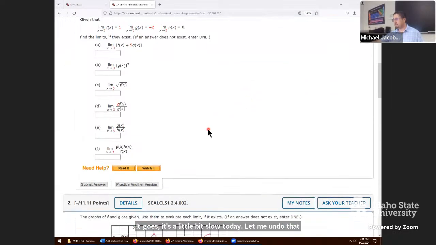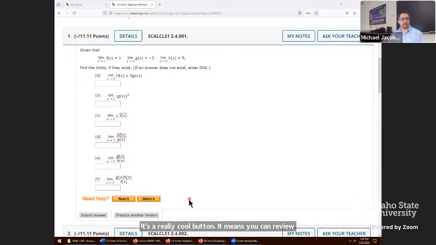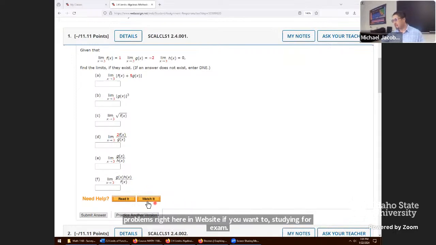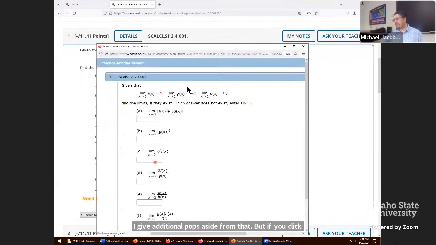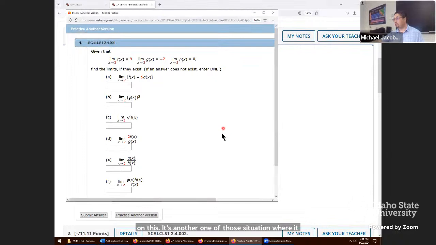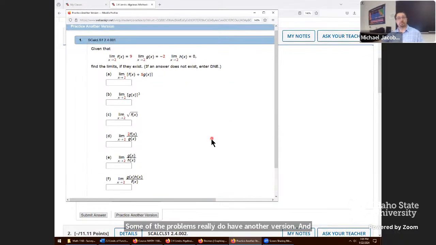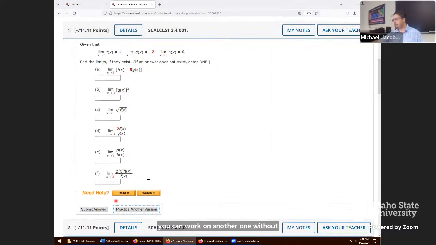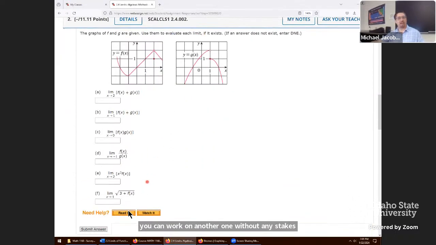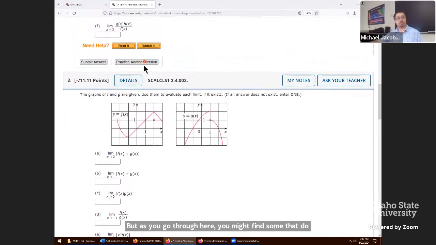Then on these kinds of problems, you'll notice there's a button called Practice Another Version. It's a really cool button. It means you can review problems right here in WebAssign if you wanted to, studying for an exam. I give additional problems aside from that. But it's another one of those situations where it just depends. Some of the problems really do have another version, and you can work on another one without any stakes affecting your score. But as you go through here, you might find some that do not have a second version, like this one. There's not even an option of Practice Another Version.